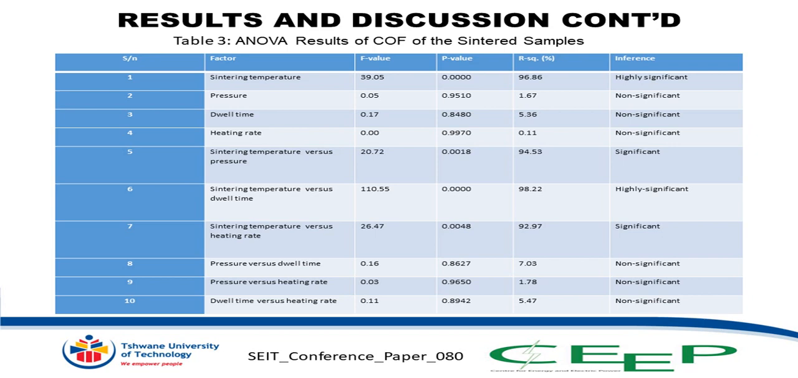From this table, we are able to see that sintering temperature is a very important parameter that plays a prominent role in reducing the coefficient of friction of this material. So also the interaction between the sintering temperature and other parameters. Outside this, all other parameters are not statistically significant.